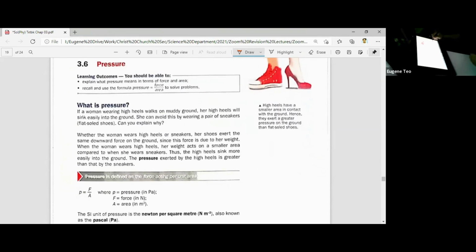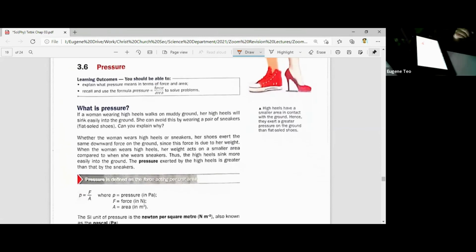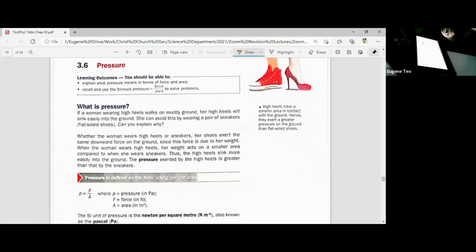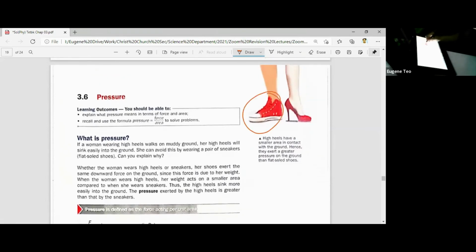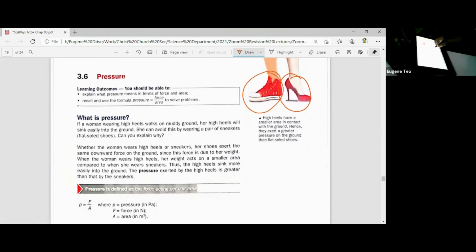Now, last one, 3.6, pressure. We have covered this, but I think really just to reiterate a little bit, using the sneakers and high heel example. I think the interesting thing is, if you read the question: if a woman wears a high heel walking on muddy ground, her high heel will sink. She can avoid this by wearing sneakers. Why? How come she can avoid this by wearing sneakers? Look at the way they explain this.